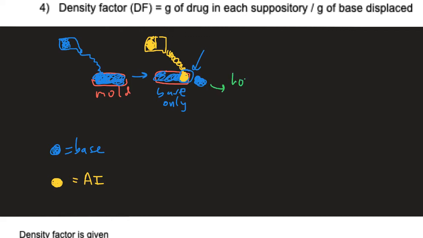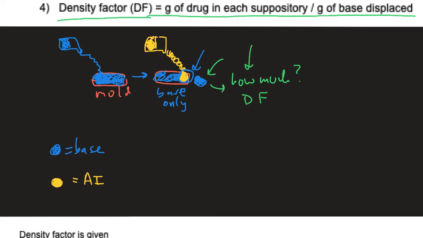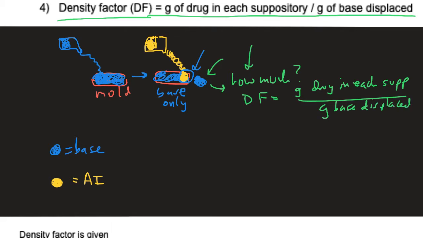So the density is defined as over here, density factor, which is grams of drug in each suppository divided by grams of base displaced. So how much of the base that was taken out when you added the AI can be figured out by the density factor, which is the grams of drug in each suppository divided by the grams of base displaced. So if you know the density factor, which you can find in tables or you can figure out by yourself, which we'll do in a few examples, and you know the grams of each drug in each suppository by the script, then you can figure out the grams of base displaced.